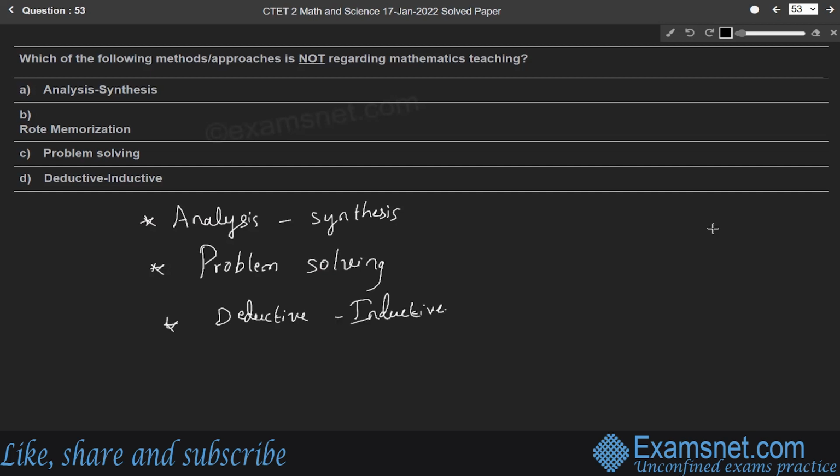Deductive inductive method. So here, rote memorization is not an effective strategy for learning as it doesn't allow for a deeper understanding of the subject. Therefore, rote memorization is the method which is not regarding mathematics teaching.